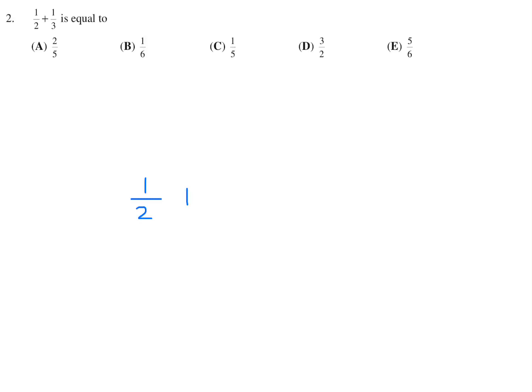1/2 plus 1/3. So you get a common denominator, and in this case it'll be 6. So that means you multiply top and bottom by 3, top and bottom here by 2, and you get 3 plus 2, and therefore 5/6 is your answer. So that would be choice E.